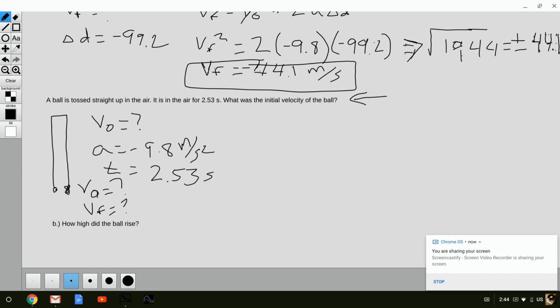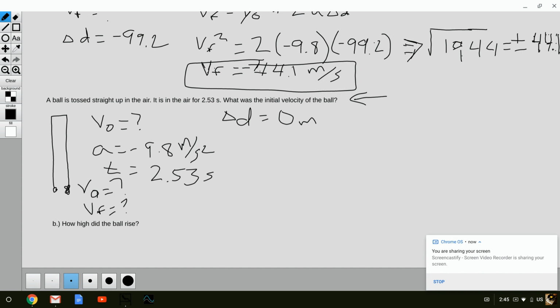Now, you could also go, well, do we know a displacement? The answer is no, we don't, because if I catch it in the same place where I toss it, it's 0. So it's not really useful to us, and we're not going to be able to use it for anything at this point. So what we've got to do here is think a little bit and be like, okay, what can we do with this information?